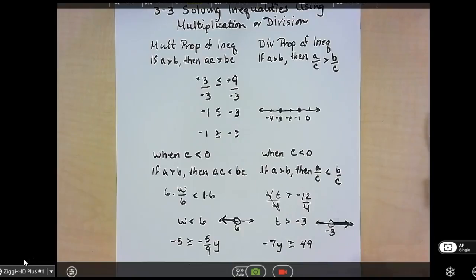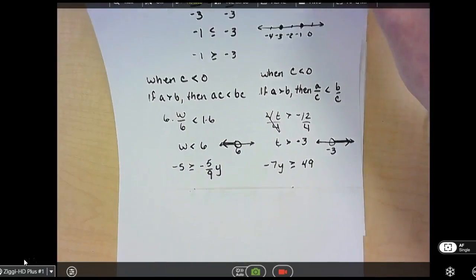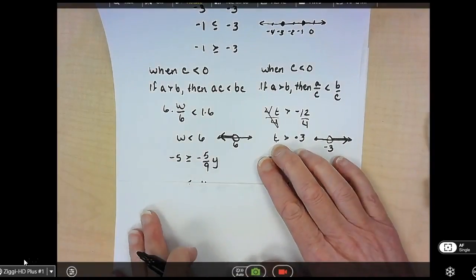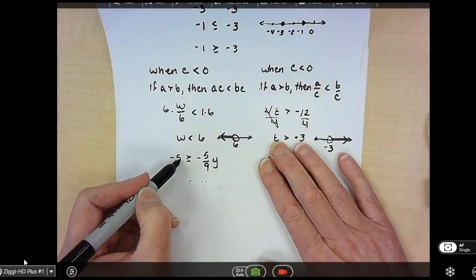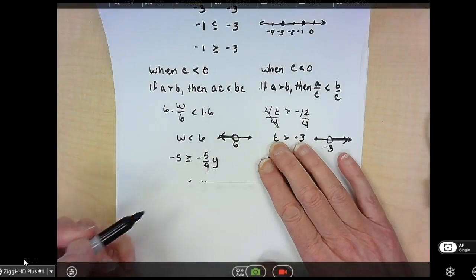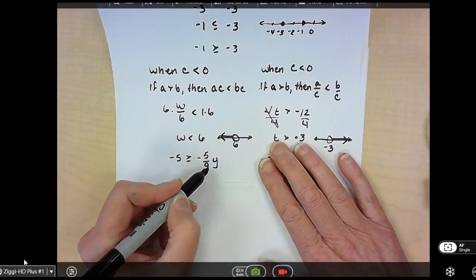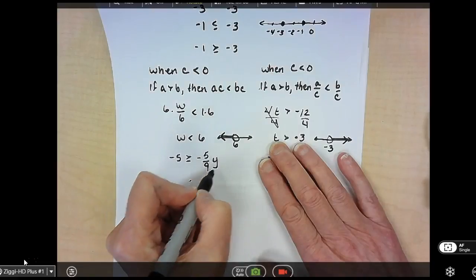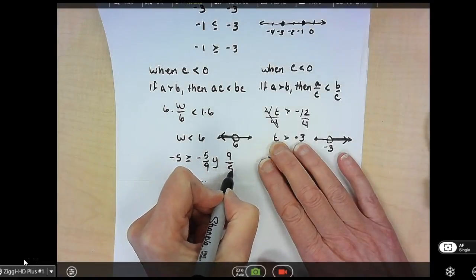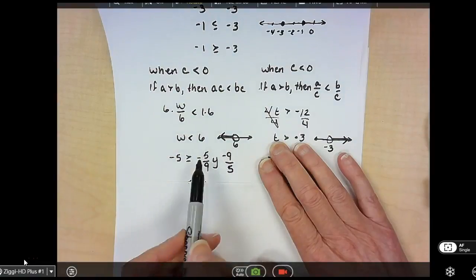All right, so now I have 2 more examples. I'm going to move this up a little bit for you. All right, so the first example. Negative 5 is greater than or equal to negative 5/9 y. Just because it's a fraction, don't get scared. We cancel fractions by multiplying by the reciprocal, so all we do is flip it upside down, 9 over 5. It has to have the negative sign because we want a positive y.